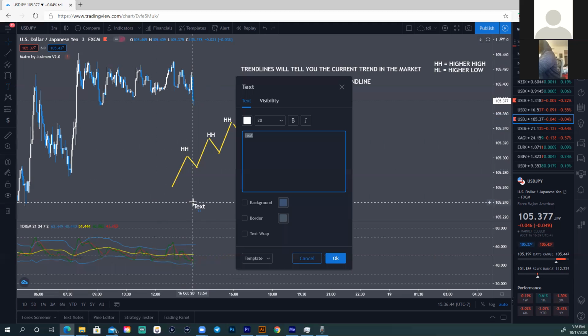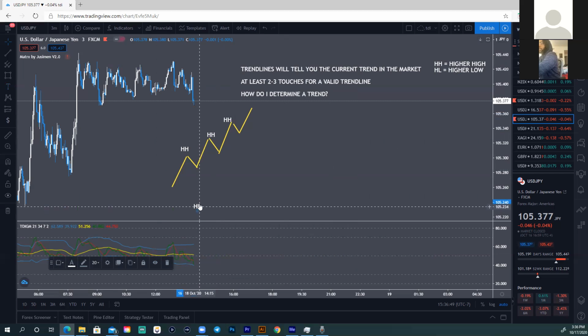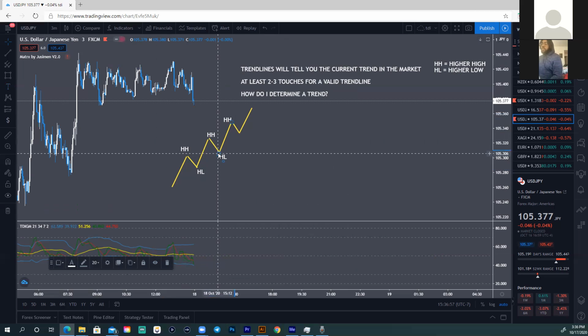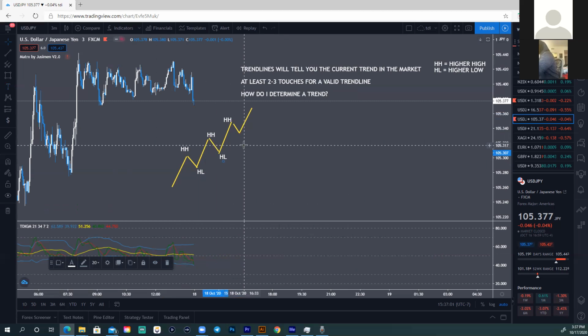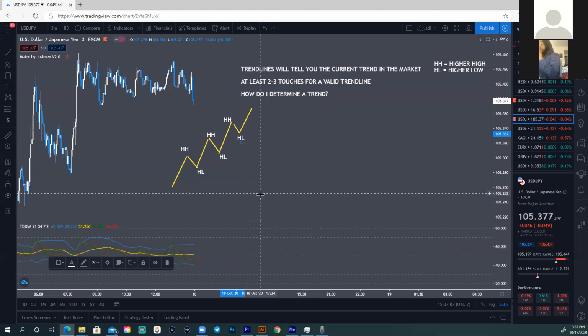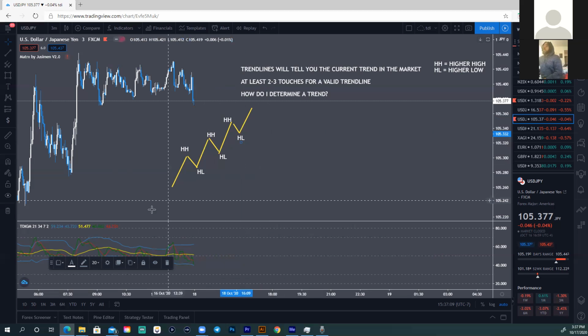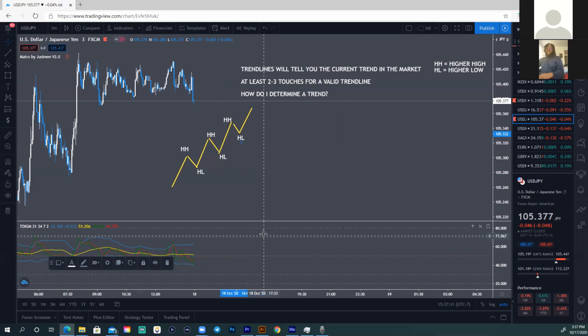Higher low, it just means that this low is higher than the previous low. Okay. This low is higher than the previous low. This low is higher than the previous low. Okay. And this is what an uptrend is. It's just a series of higher highs and higher lows within the market.